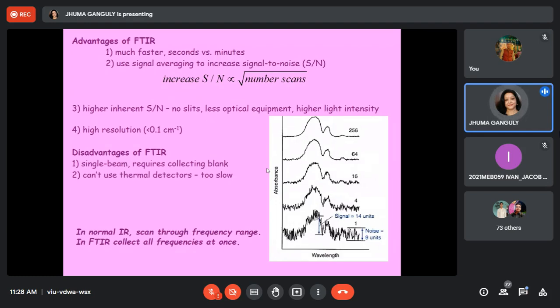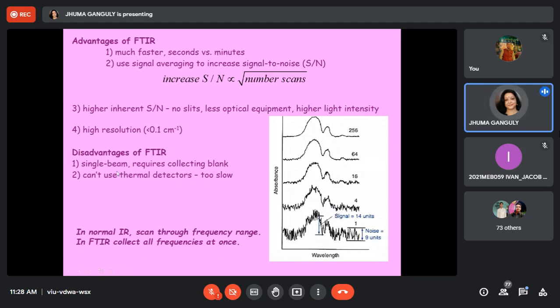So FTIR needs a sufficiently nice mirror and higher intensity, going for higher inherent S/N, and we get the sharp peak. High resolution, as we already predicted, less than 0.1 centimeter inverse. Resolution is also high.